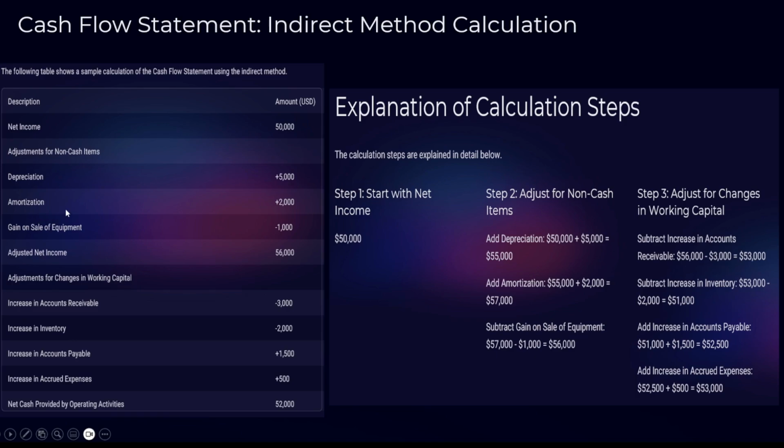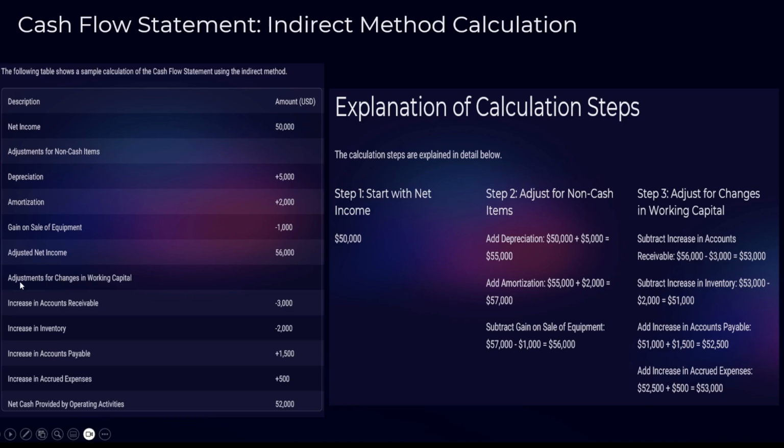For that reason, we add this value back. The same thing for amortization, and for the gain on sales, we subtract because there is a gain, which is profit for the company, but there is no cash in. So here we get the adjusted net income: 50,000 plus 5,000 plus 2,000 minus 1,000. Here is the calculation: add depreciation, add amortization, subtract gain on sales, and we get 56,000.